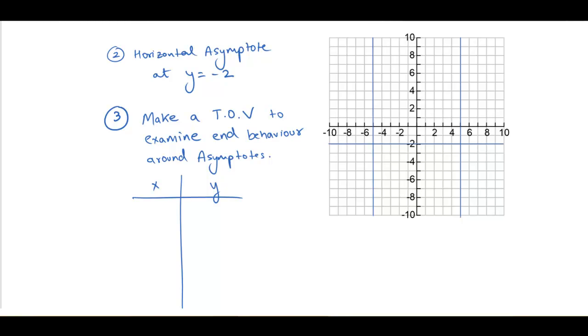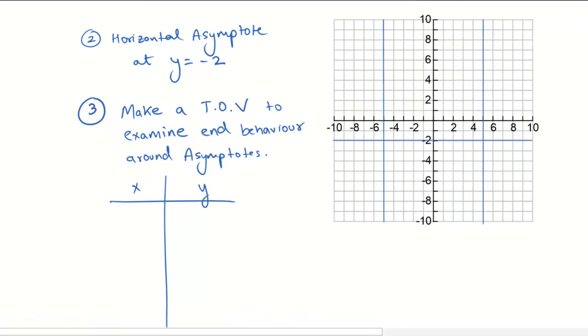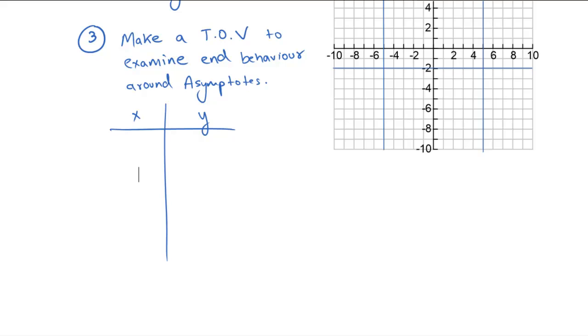So once I have drawn those asymptotes, I can now take a look at making a table of values to examine the end behavior of the graph around the asymptotes. What that means is I want to figure out how the graph is behaving around those asymptotes. So some of the key values that I'm going to pick are as follows. I'm going to start off with a number that's really big negative, so I know what's happening in that region, so I'll pick negative 100. I also want to pick a number really big positive, so I'll pick positive 100.